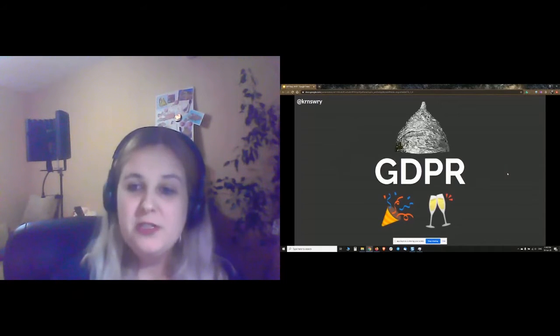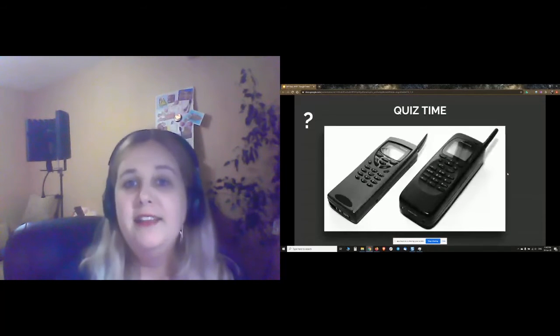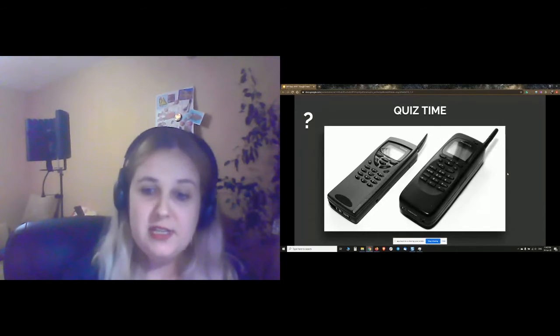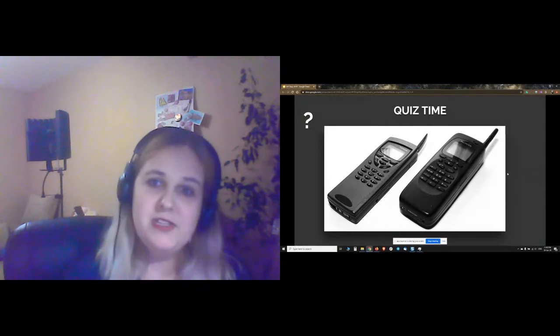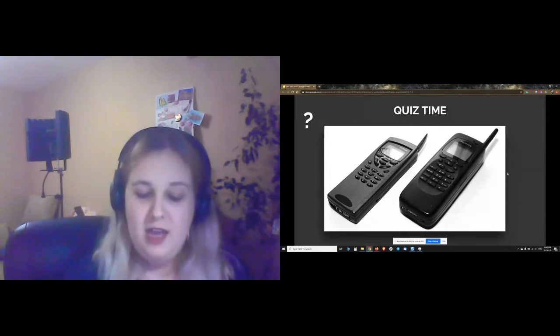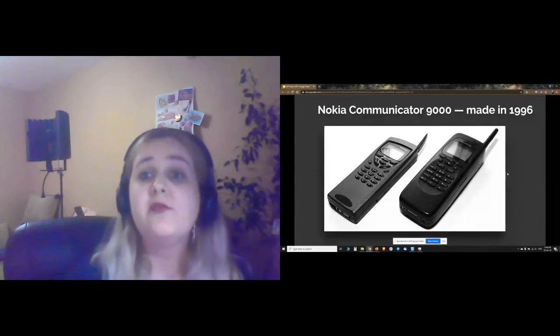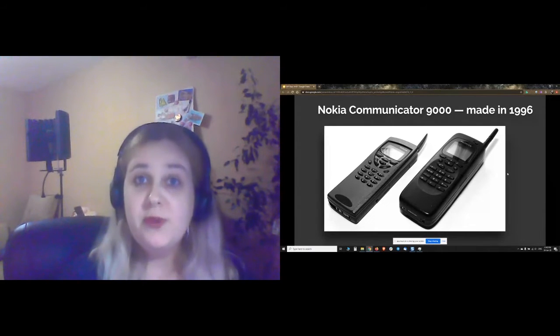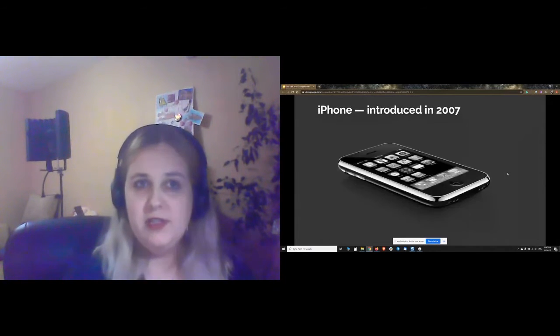But you know what the problem is? Before I tell you what the problem is, I'll ask you to think about this. Any ideas what this beautiful device, actually two models of this beautiful device, are? Just take a look at this awesome thing. I will not torment you further, it's the Nokia Communicator 9000 made in 1996. What's so special about it? It's the hottest smartphone of 1996. And here is the first iPhone, introduced in 2007.